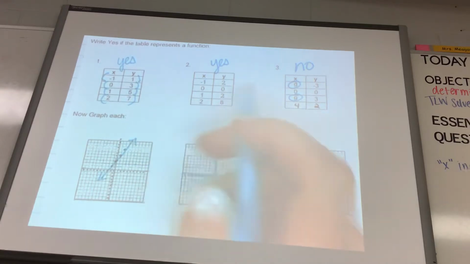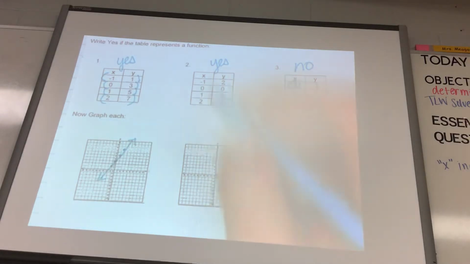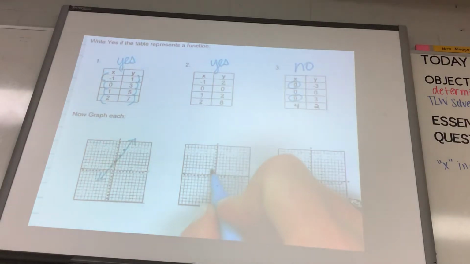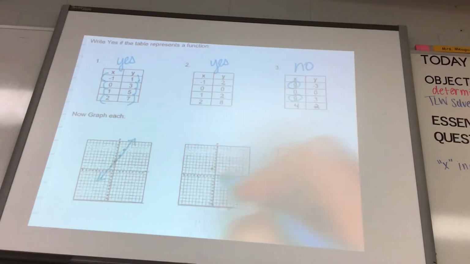Okay, we're going to do this one now. -1 and 2. Remember, you do the x-axis first and then the y. So you go left to right first and then up and down. 0, 0. Well, that one's easy. 1, 2. And 2, 8. Okay. Ooh, we have a little dip in the line here. All right.